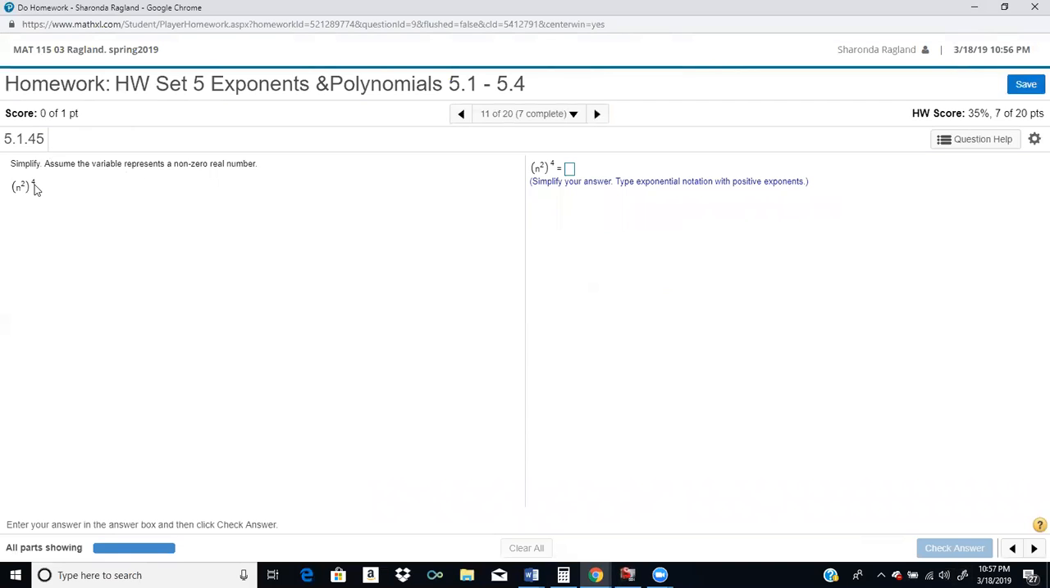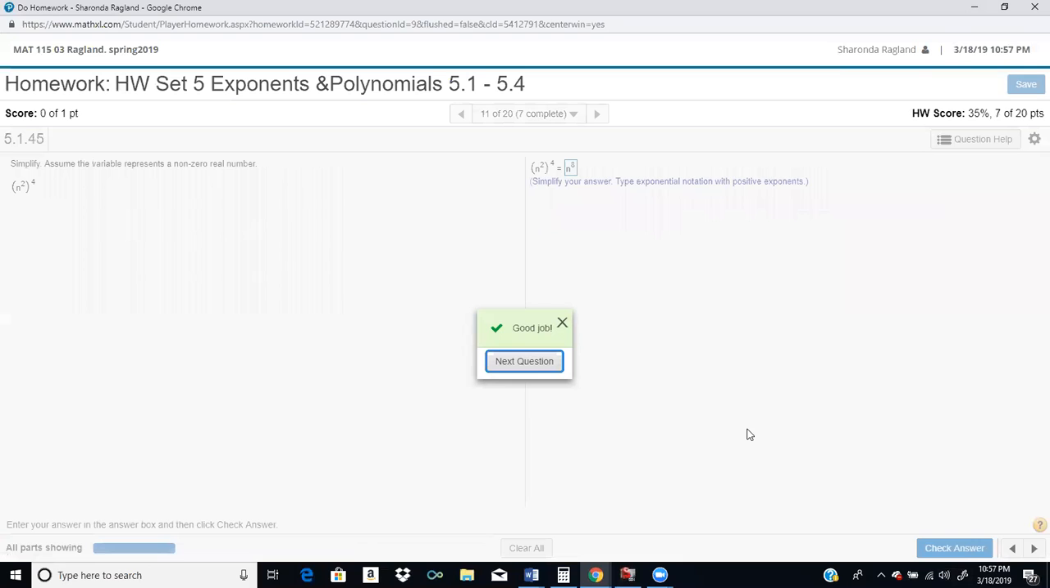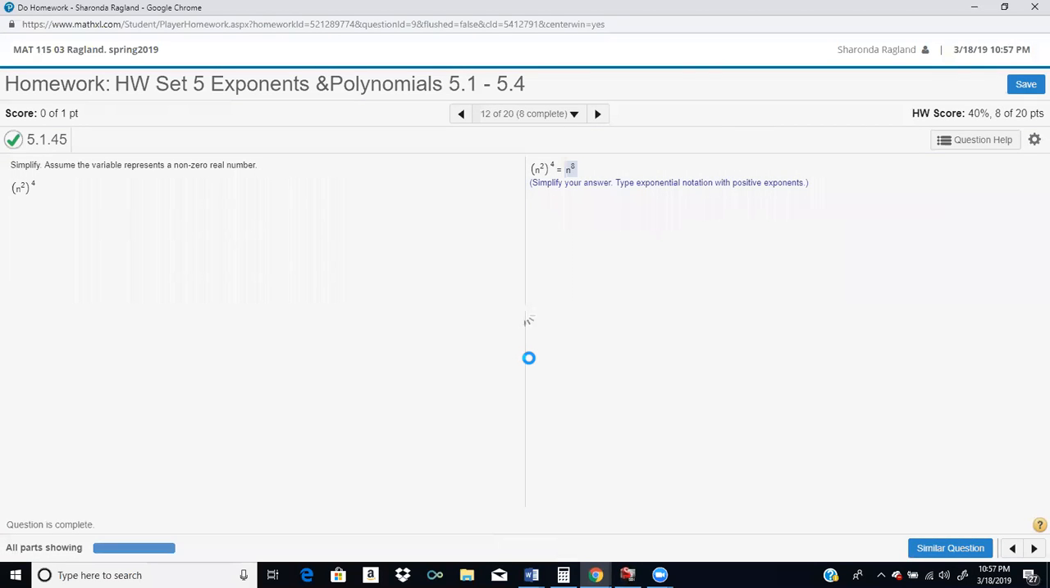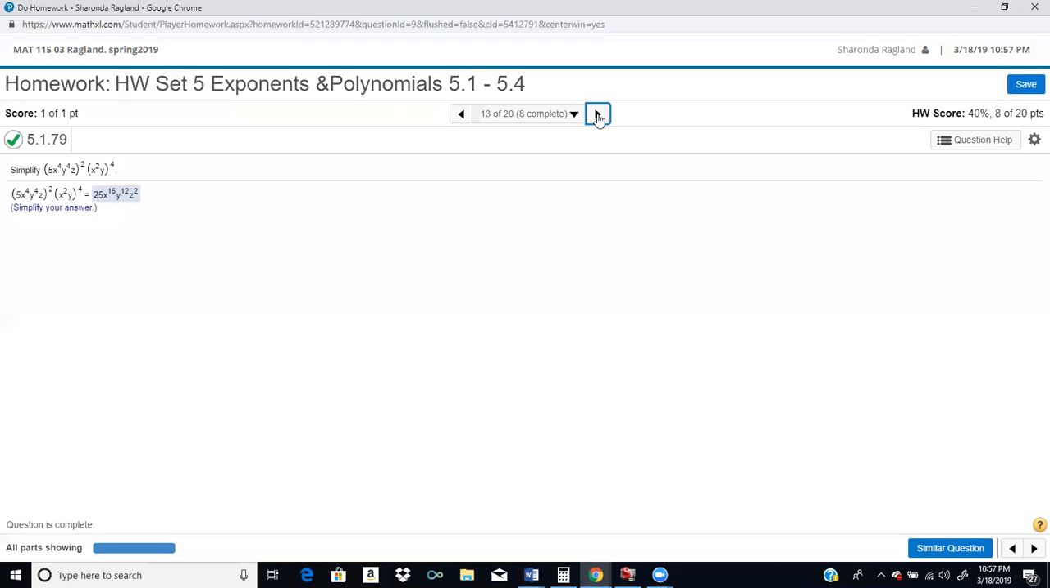This is your power of a power. We said power of a power, you multiply. So 2 times 4, which would be 8. So that's n to the 8th power. All right, again, we did that one. That one.